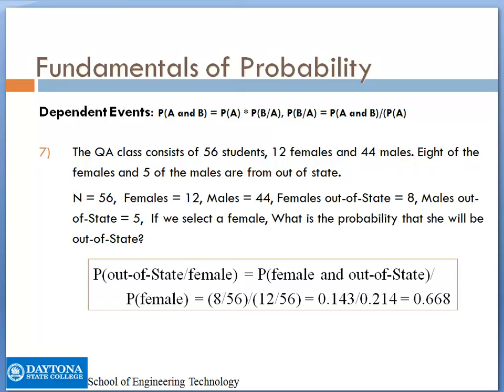So what we have here is the probability of out of state given female. This is equal to the probability of female and out of state divided by the probability of female. So this is the probability of a female being out of state, 8 over 56, and the probability of female is 12 over 56. So this is equal to 0.668 or 66.8%.